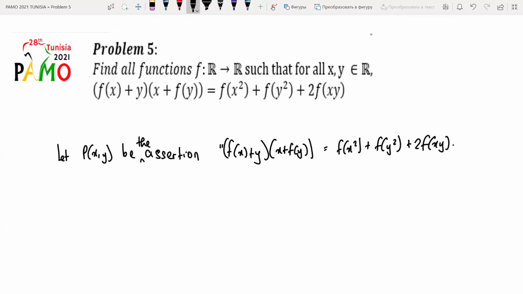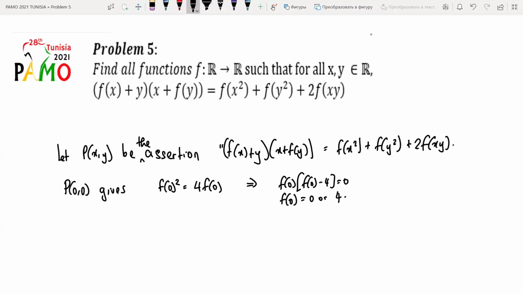A good way of starting functional equation problems is to plug in both x and y as 0. So when we do that, we get this. Now P of 0, 0 gives us f of 0 squared is equal to f of 0 plus f of 0 plus 2 f of 0. So that will be 4f of 0. So this gives us this. And from here, we can conclude that f of 0 times f of 0 minus 4 is equal to 0. So f of 0 is equal to 0 or 4. So this leaves us with two cases.